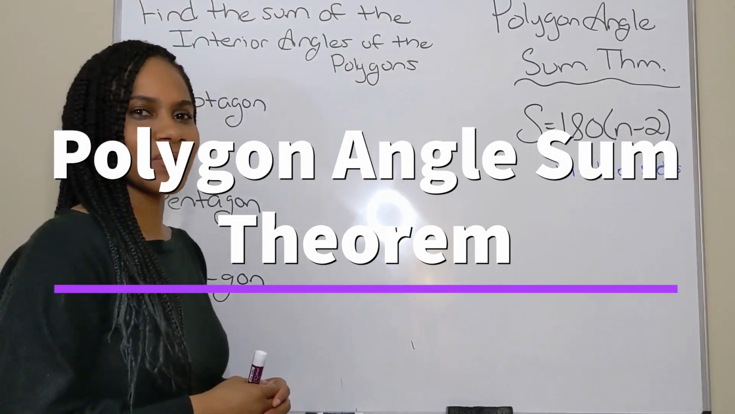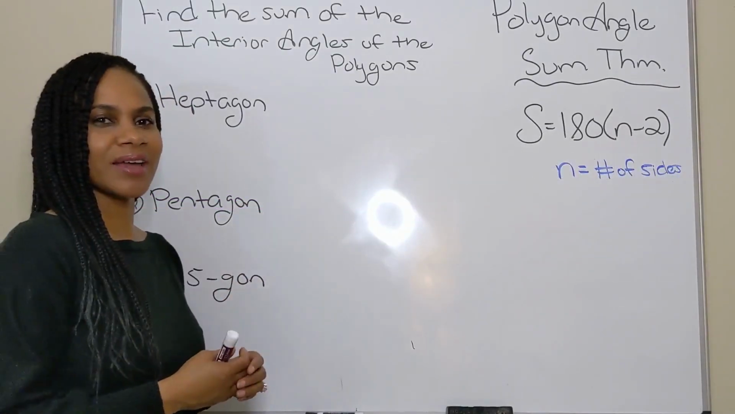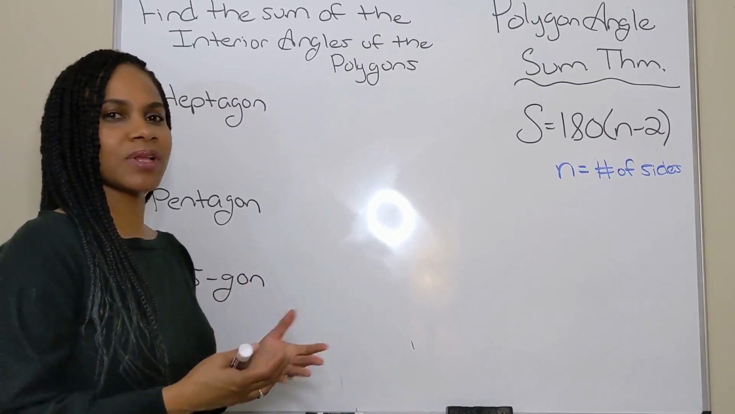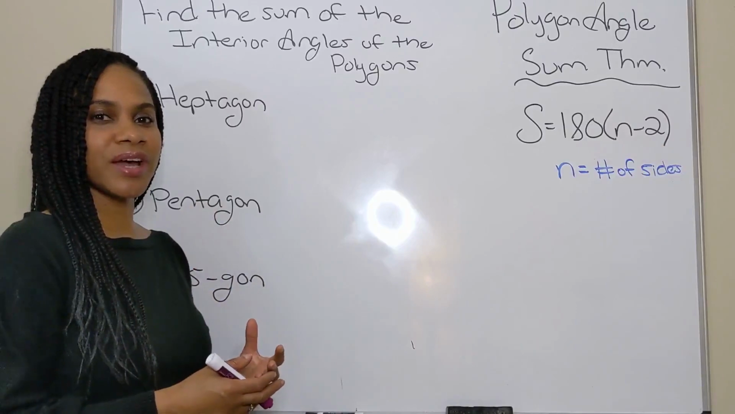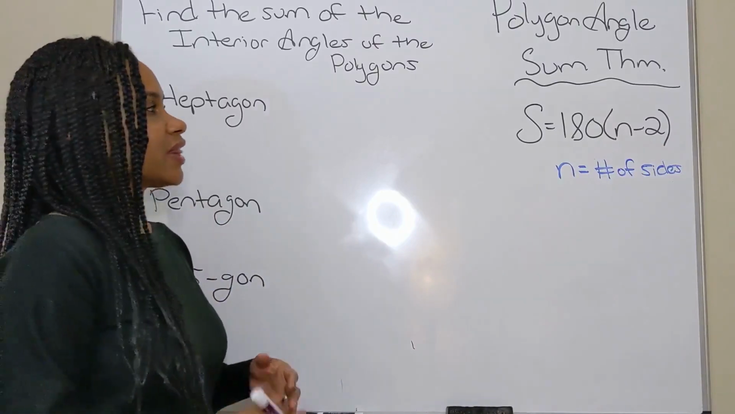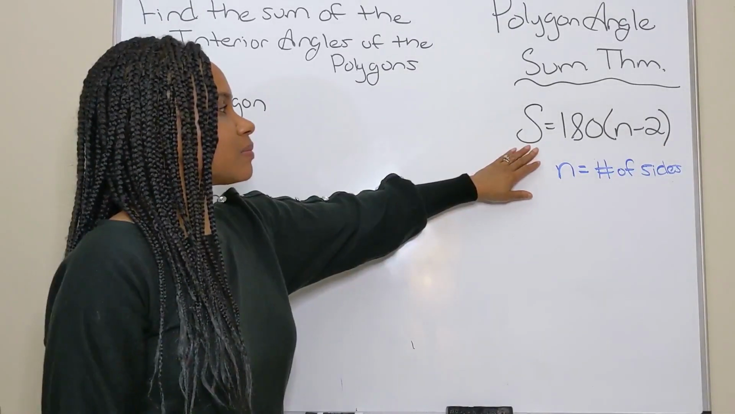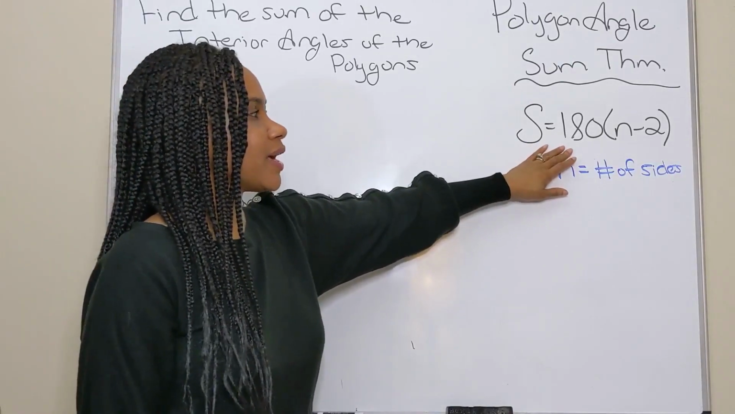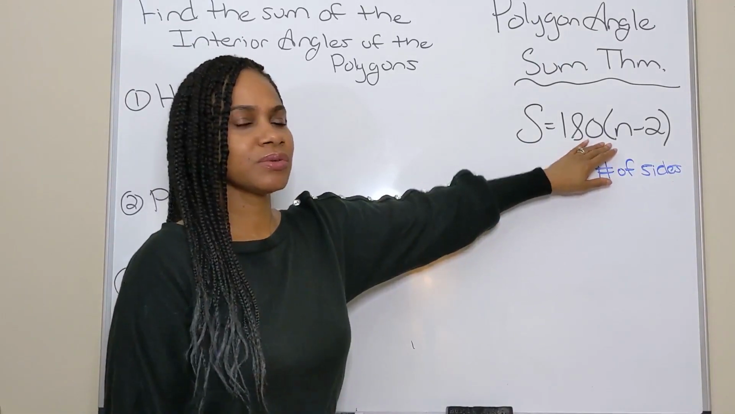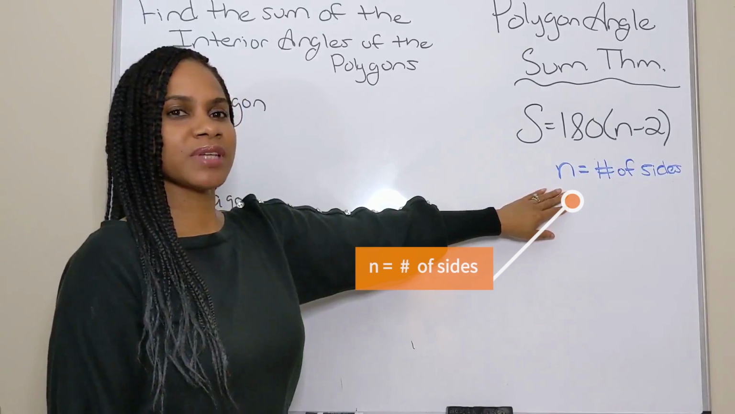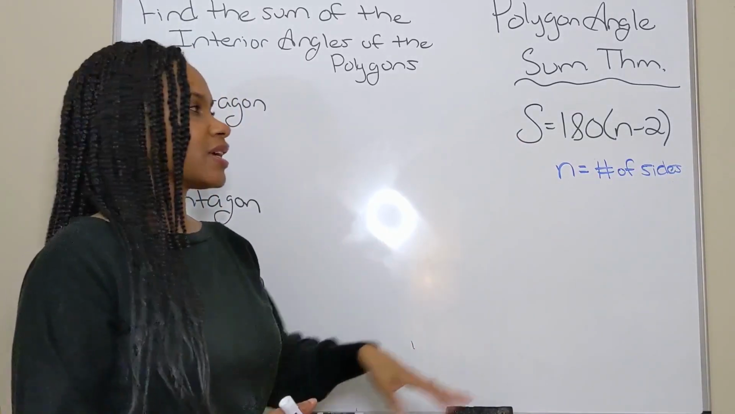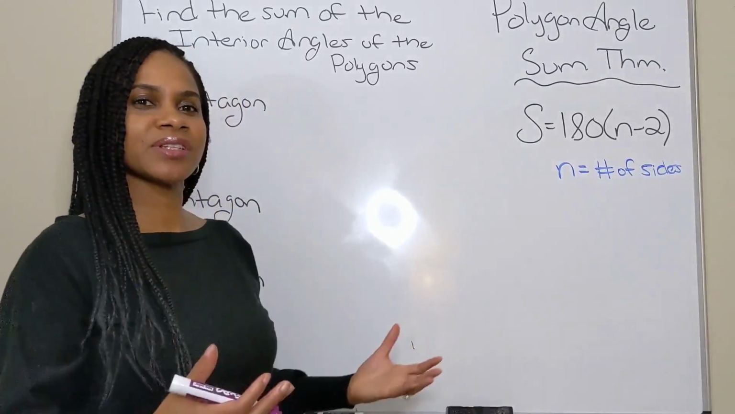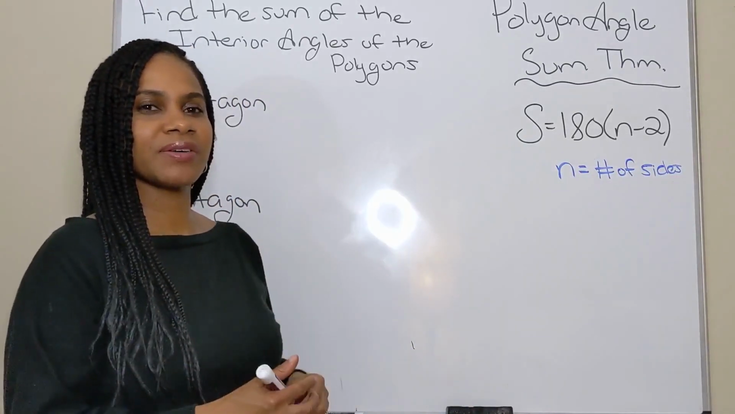Alright, so in this video we're going to learn how to use the Polygon angle sum theorem. Basically what this theorem does is it finds the measure of all of the interior angles of a polygon. The theorem is sum, or S, is equal to 180 times n minus 2, and n is the number of sides. So when you're given a polygon, you take the number of sides, plug it into this formula, and it tells you the measure of all the interior angles together.